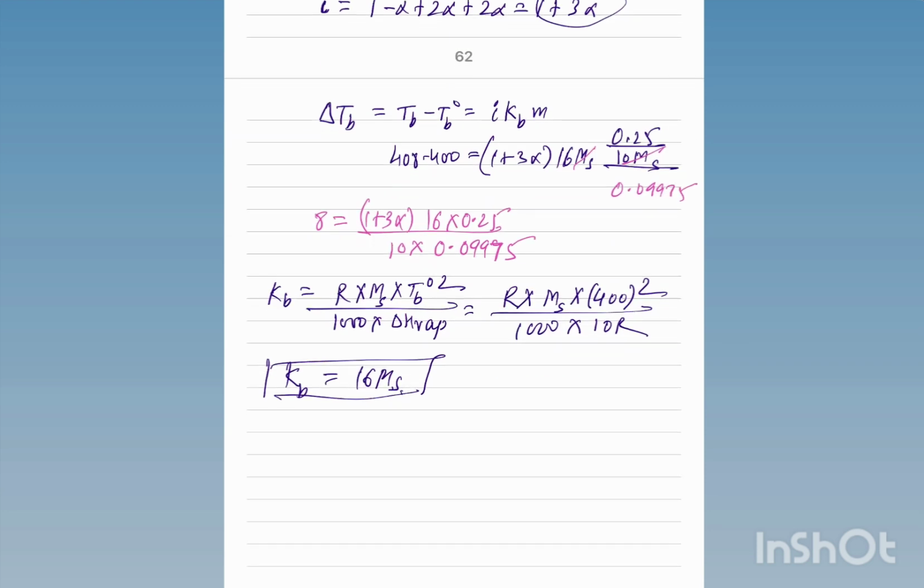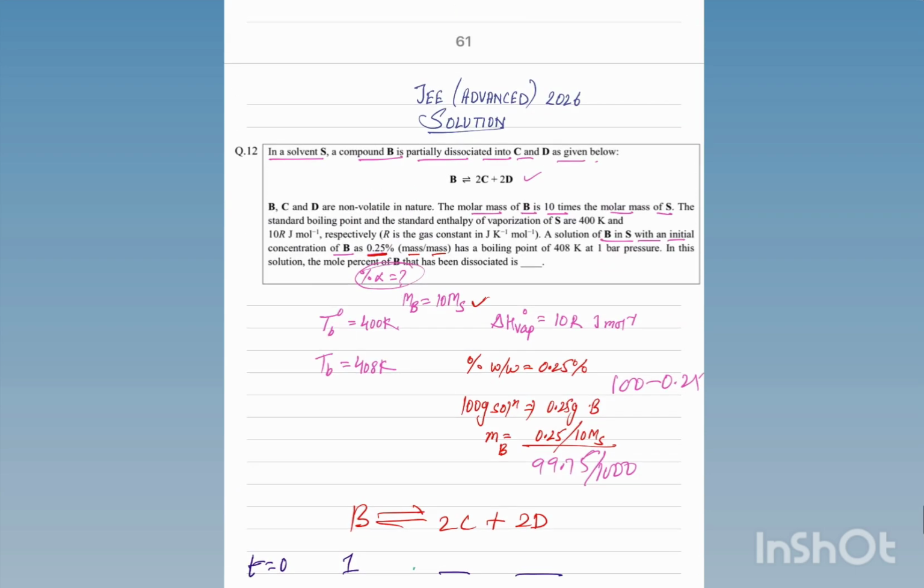Now if we calculate this equation, we get alpha equal to 1 by 3. 1 by 3 is 0.333, and percentage alpha will become 0.333 into 100, which is 33.33. So this will be the mole percentage of B that has been dissociated. So the answer should be 33.33%. Thank you so much for listening.